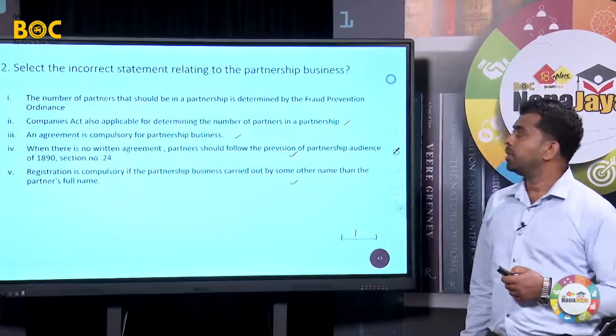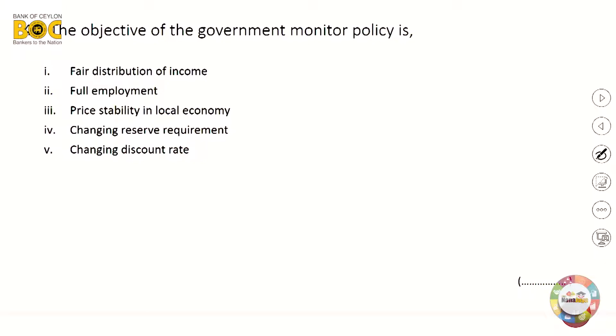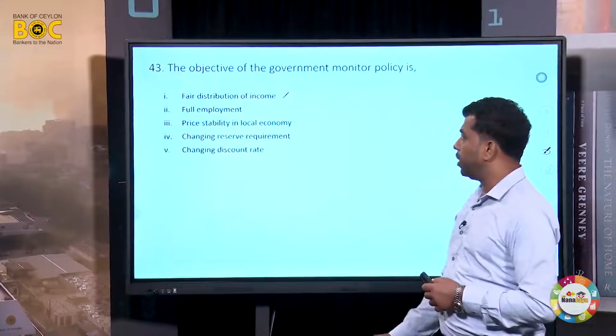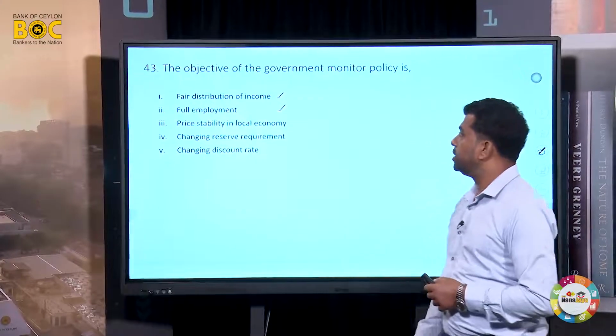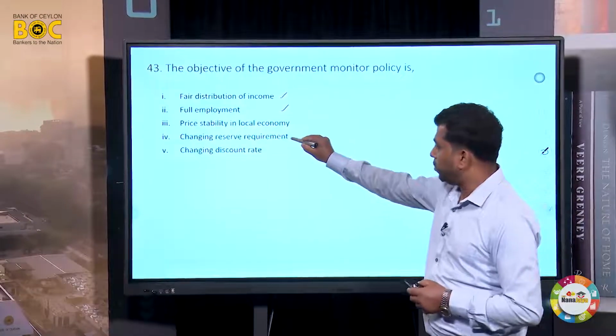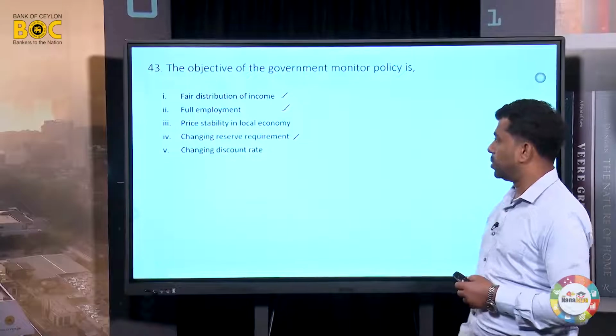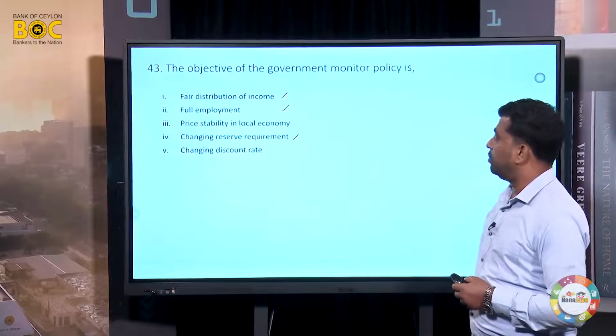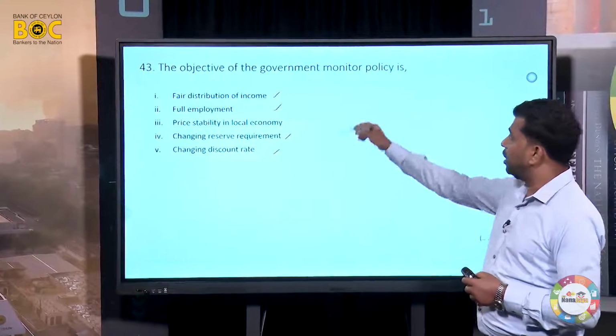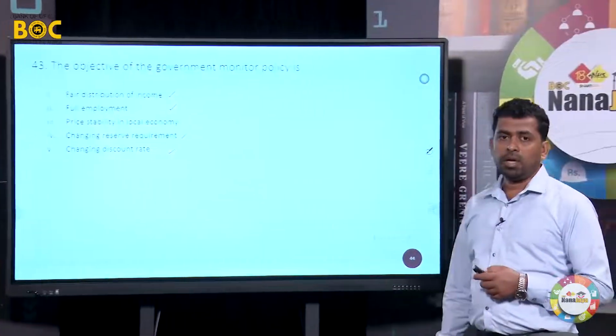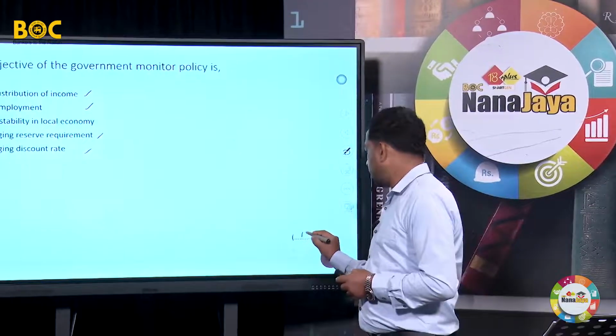Question number 43. The objective of the government monetary policy is: fair distribution of income, full employment, price stability in local economy, change in reserve requirement, change in discount rate. Fair distribution of income is an economic objective of a government. Full employment is also the same economic objective. Change in reserve requirement is a monetary policy instrument. Change in discount rate is also an instrument in the monetary policy. So the objective of monetary policy is price stability in the local economy. That is the third option.